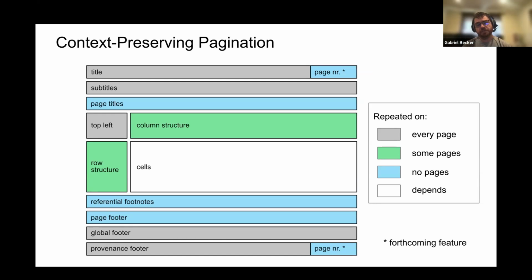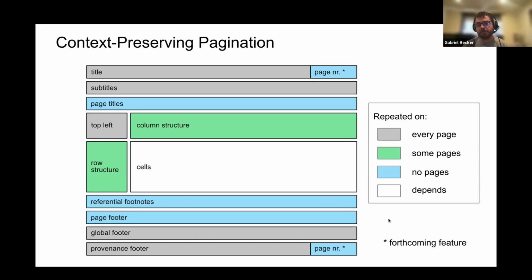And then you have the column structure and row structure, and those are repeated. The column structure is repeated when you're vertically paginating, and row structure is repeated when you're horizontally paginating. But each row will not be on every single page, and each column will not be on every single page, assuming you have multiple pages in both directions.